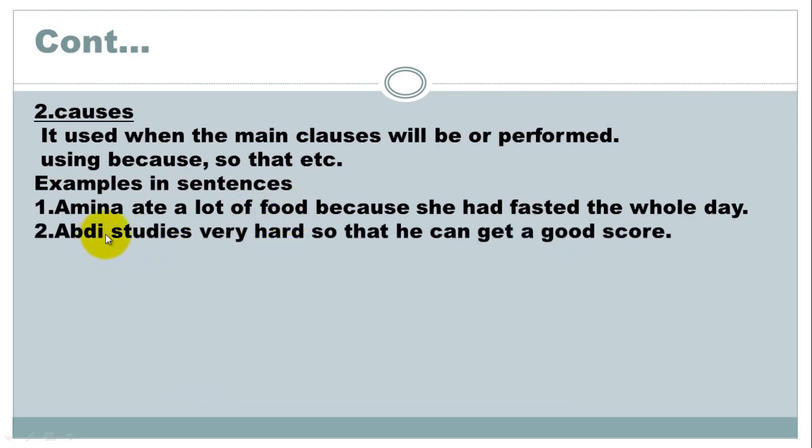Second one, Abdi studies very hard so that he can get a good score. So remember again that we use subordinating conjunctions to join two clauses, that is the main clause or independent clause to the dependent clause, or dependent clause to the independent clause. It can be vice versa, so it doesn't matter.